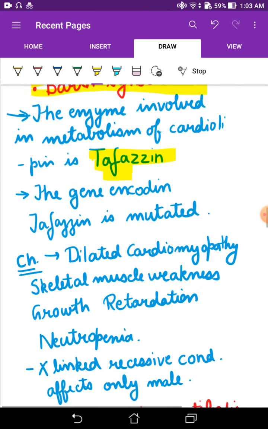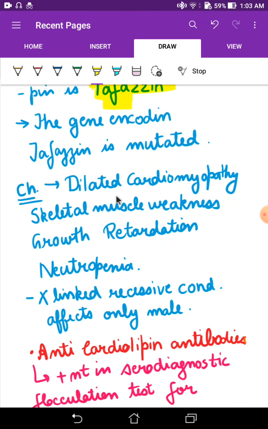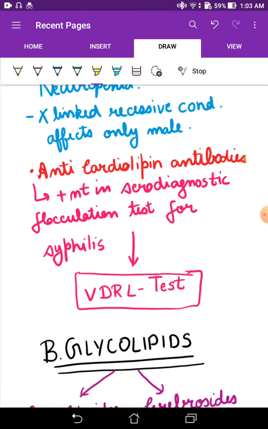Now, what would be the characteristics of Barth syndrome? These are the characteristics: dilated cardiomyopathy, skeletal muscle weakness, growth retardation, and neutropenia. It is an X-linked recessive condition that affects only males.